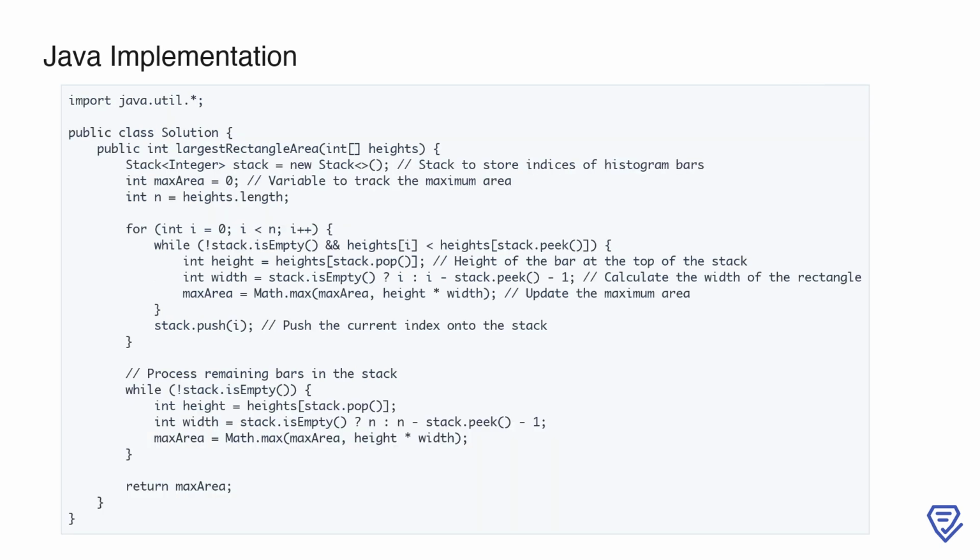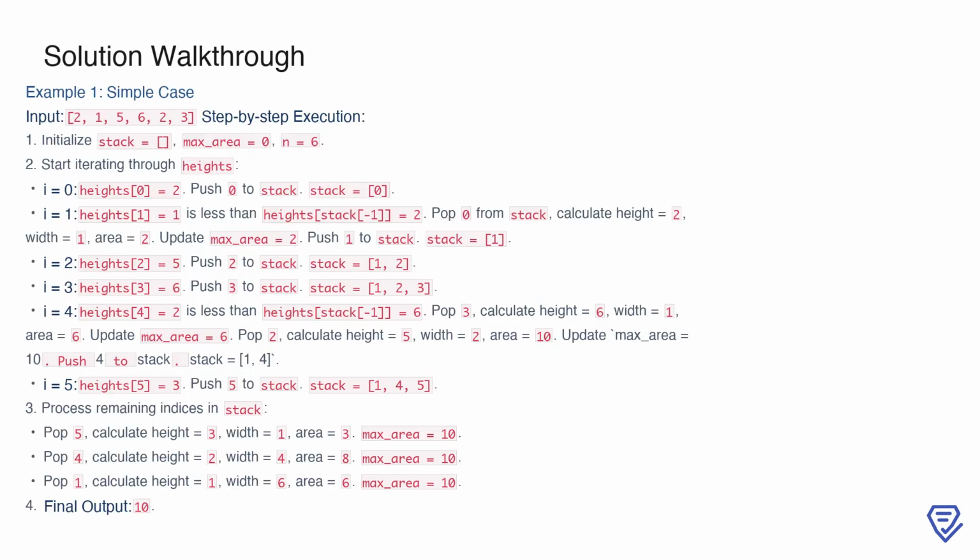This is the Java implementation of LeetCode problem number 84, largest rectangle in histogram. The logic mirrors the Python solution, utilizing a stack to maintain indices of histogram bars. Key differences include Java's type declarations, use of the Stack class, and handling of stack operations. The algorithm efficiently calculates the largest rectangle area in O(n) time by iterating through the histogram and processing remaining elements in the stack.